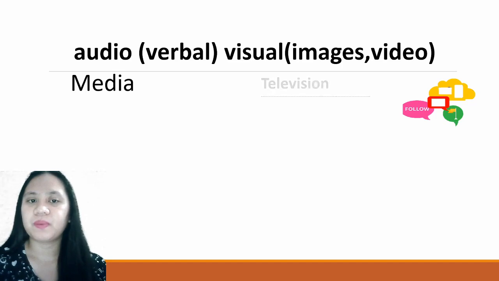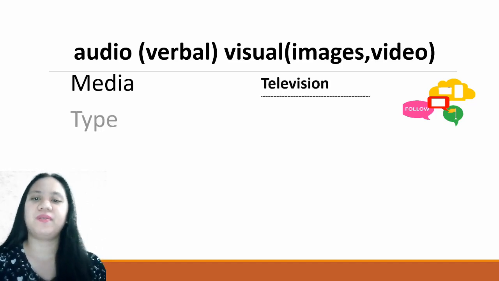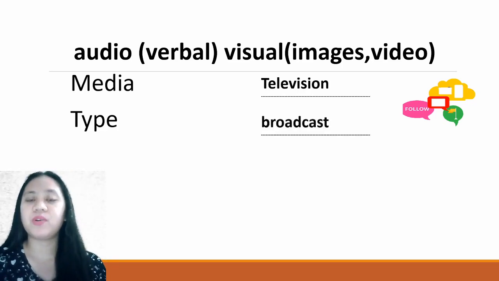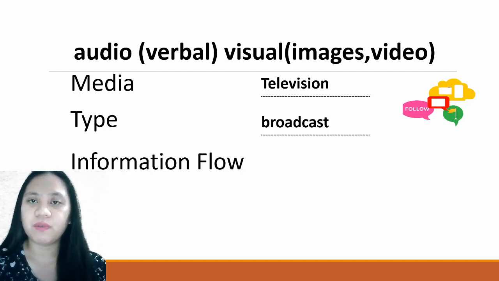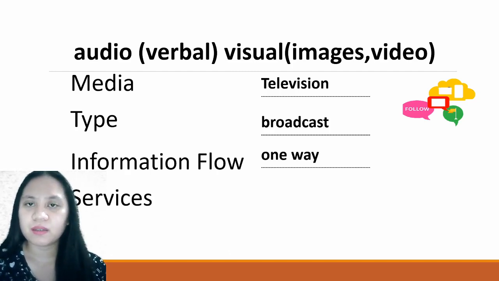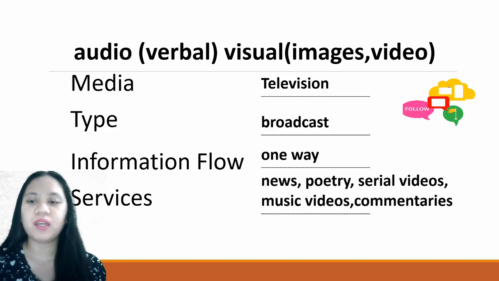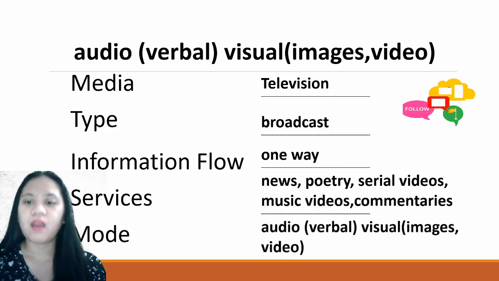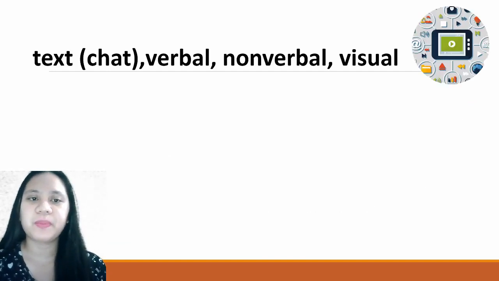The media is television. Very good. The type is broadcast, because it is also broadcasting. Next, information flow: one-way. Very good, it is one-way information only. Next, the services: news, poetry, serial videos, music videos, and commentaries. The mode of delivery is audio, verbal, and visual images, video, as we saw earlier. Next, text, chat, verbal, non-verbal, visual.